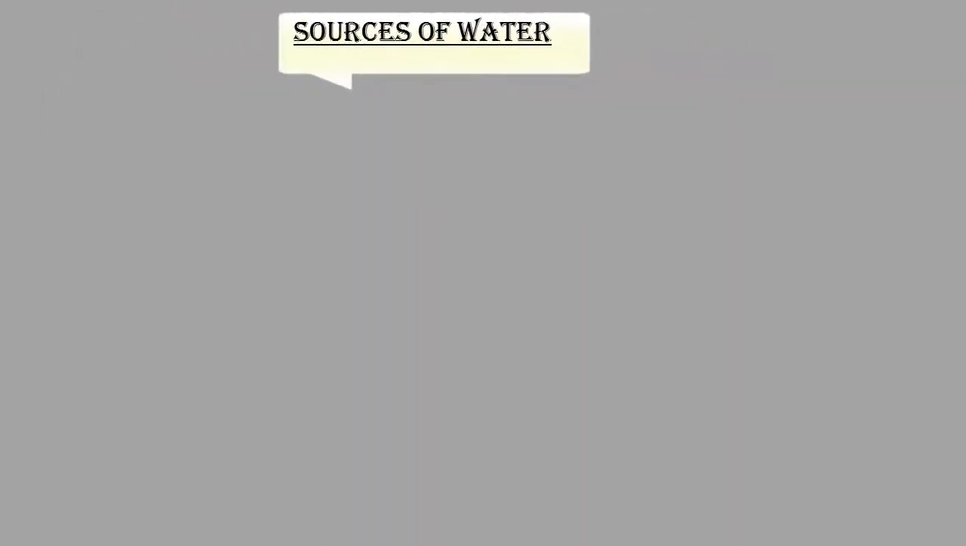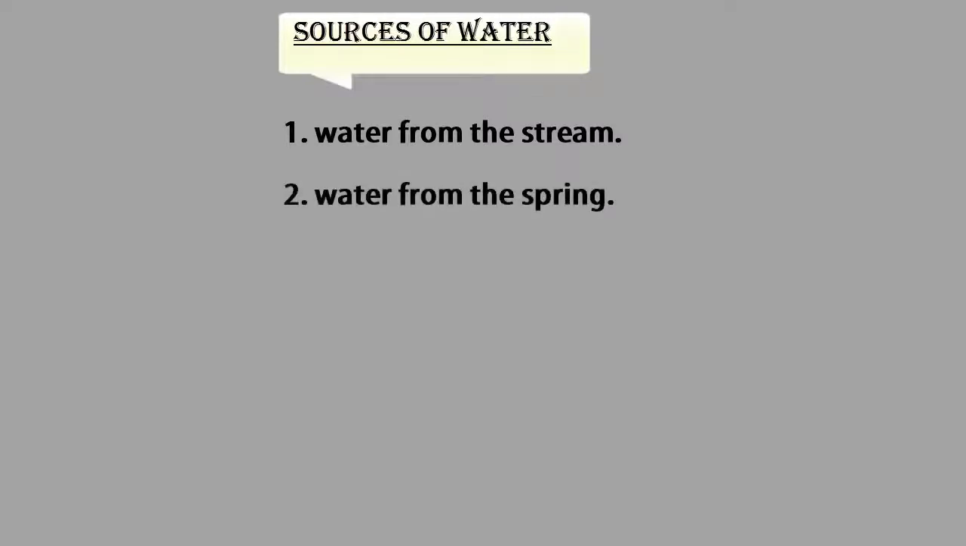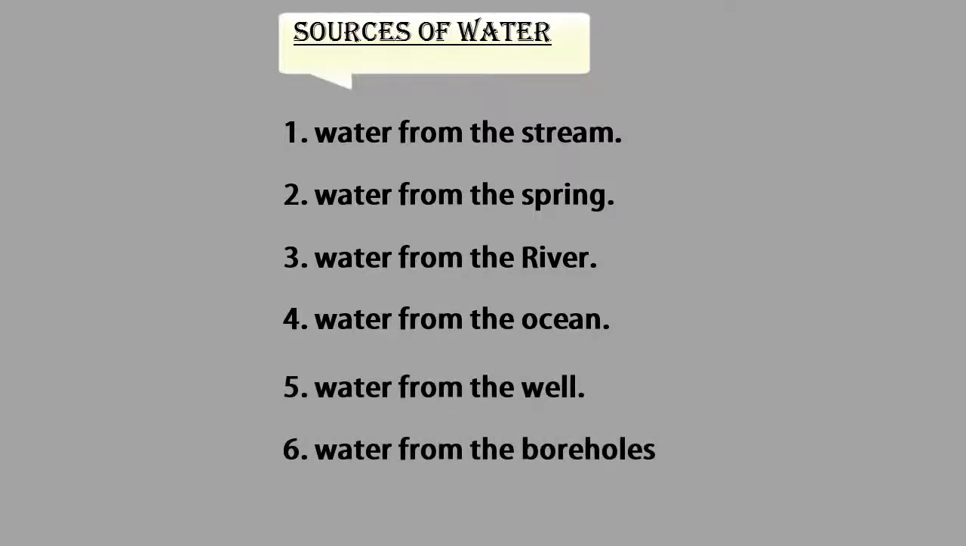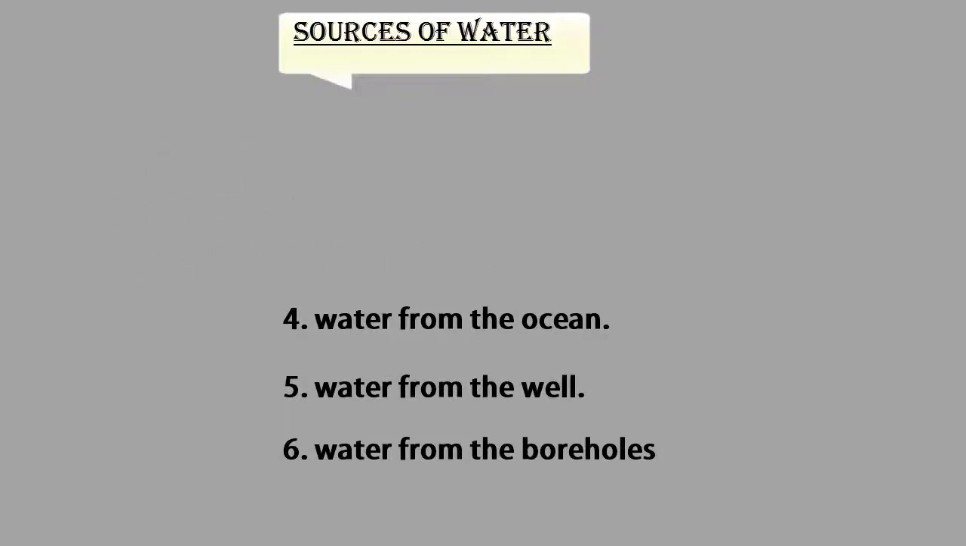The various sources of water we use in our home today include: one, water from the stream, water from the spring, water from the rivers, water from the oceans, water from the well, water from the boreholes, and so many other sources of water. These are basically the major sources of water we use in our home.